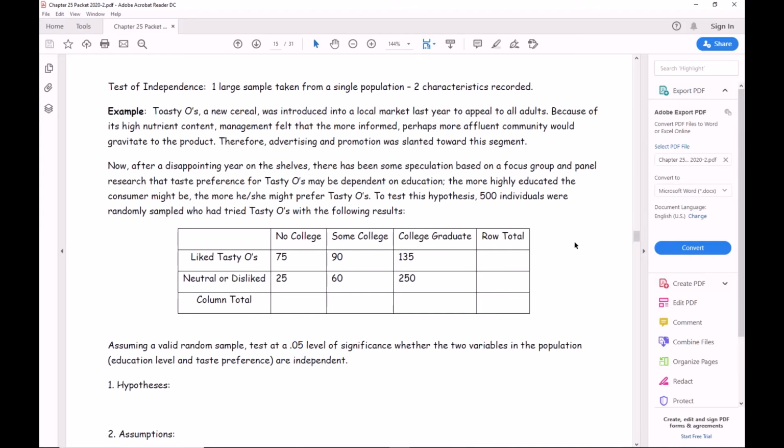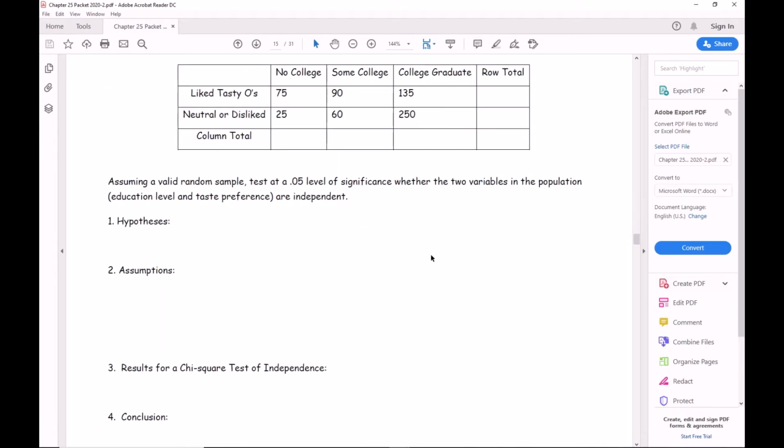Dependency, dependent, independent, related to, associated with. Anything in your question that's like that is going to indicate a chi-square test of independence, right? Remember, HO is that you do have independence between whatever they are asking you for, here education level and taste preference, and then HA is that there is a dependency.